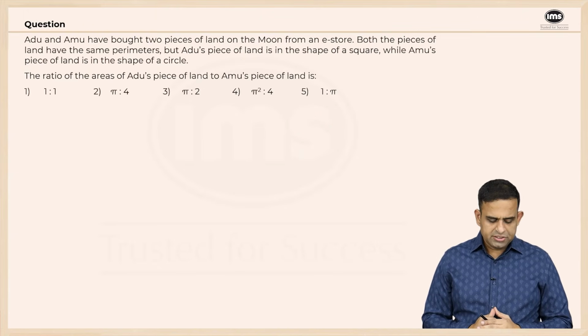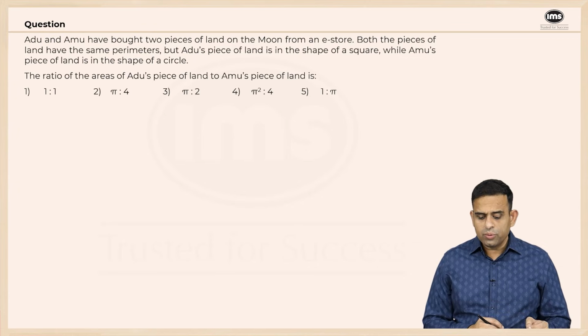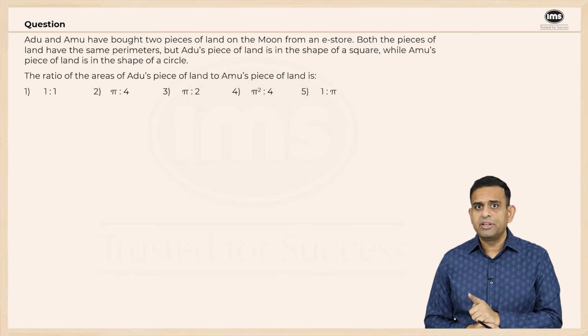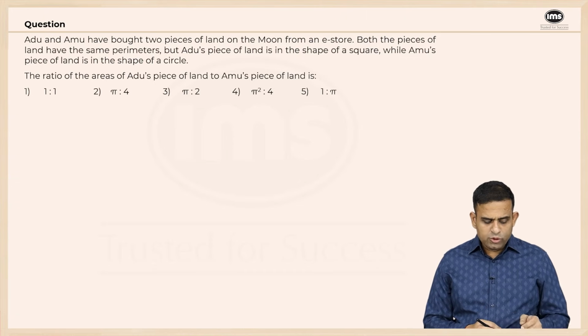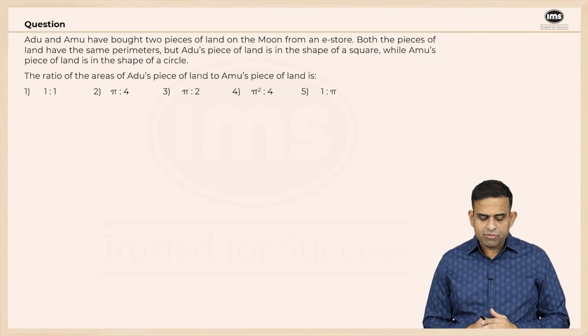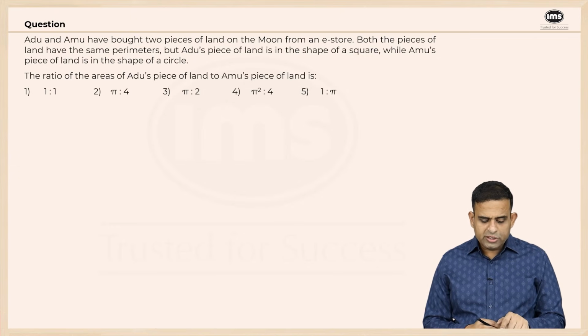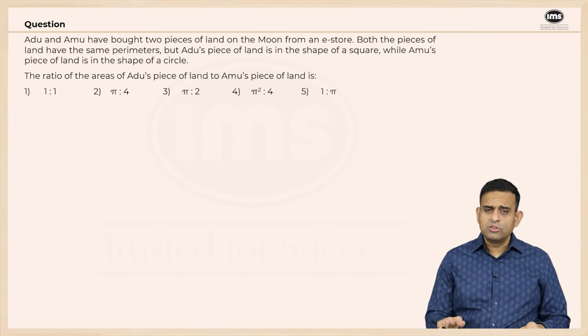In the next sum, it's given that Adu and Amu have bought 2 pieces of land on Moon from an e-store. Both the pieces of the land have the same perimeter, same circumference, same boundary. But Adu's piece of land is in the shape of a square, while Amu's piece of land happens to be in the shape of a circle. And the objective over here is to find out the ratio of the area of Adu's piece of land to Amu's piece of land. So understand, the main thing was the perimeter was the same.